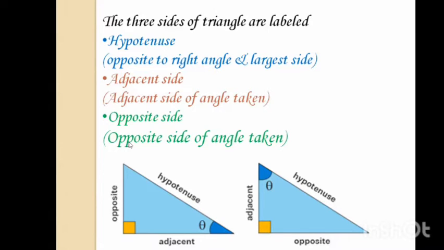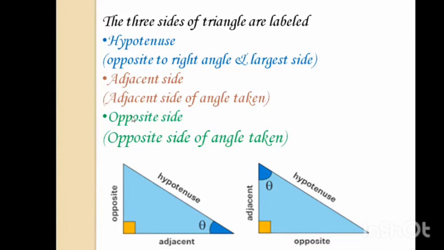The next one is the adjacent side. The adjacent side is the side which is adjacent to the angle taken. Here the angle is taken here, so the adjacent side will be adjacent to the angle taken. In the second triangle, the angle is taken in this angle, so the perpendicular side will be adjacent.